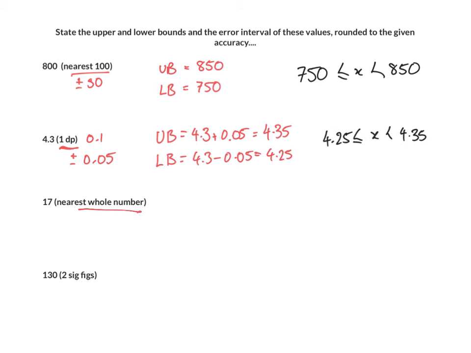17 to the nearest whole number. Well, the nearest whole number is to the nearest 1. So we're going to add and subtract half of that, so 0.5. So our upper bound is 17.5. Add a half. Our lower bound is 17 minus a half, which is 16.5. And again, write it as an inequality. 16.5 less than or equal to x, which is less than 17.5.